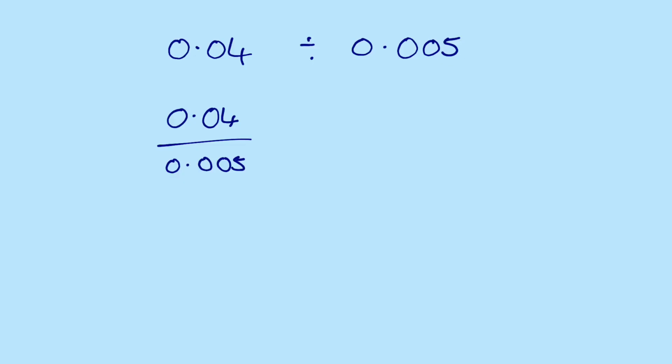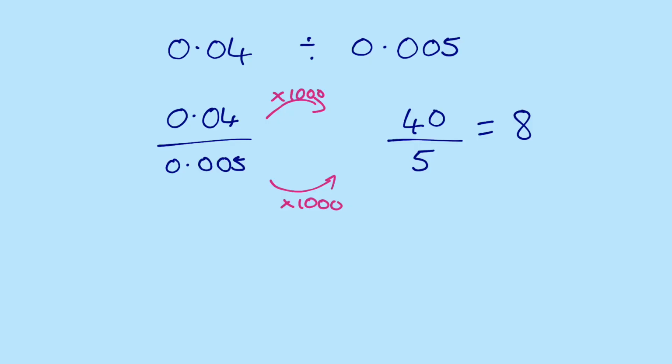Times by 10 is not enough for the bottom or the top. Times by 100 is fine for the top, but you'll still have a decimal on the bottom, so we're going to times by 1000. Don't forget, as long as we times the top and the bottom of the fraction by the same amount, which is 1000, we are not changing the value of this at all. So now we have it in a much easier format, which is 40 divided by 5. 40 divided by 5 is 8. And that is your answer.